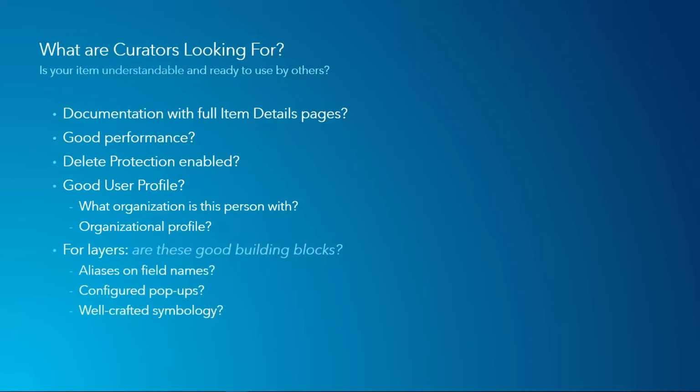And for layers specifically, we want to know if these are good building blocks for other people to build maps off of. Are your field names configured with good aliases so that they're understandable rather than just being abbreviations and underscores? Do you have default pop-ups configured? And is your symbology well crafted? Again, as a default, people can obviously change that in their own visualizations, but it's good to at least put a default symbology that's meaningful on the layer.